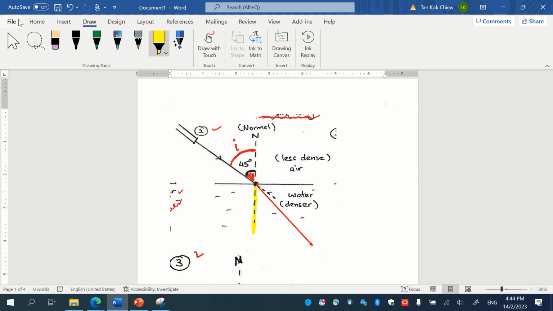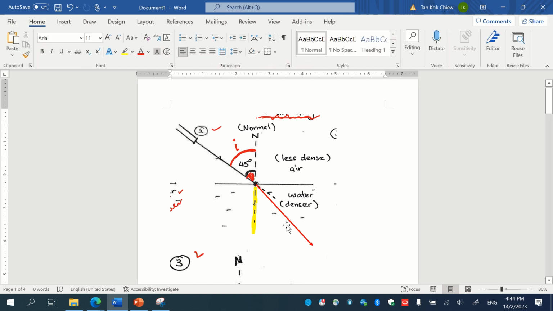So what does it mean here? Without the water, the original ray would have shot in this direction, in a straight line. But now it is going into the water, from less dense to denser medium. It must move towards the normal line. Moving towards the normal line means like that, towards here. If you move this way, it means moving away from the normal line. The original path is like that. If you move this way, it means moving away.